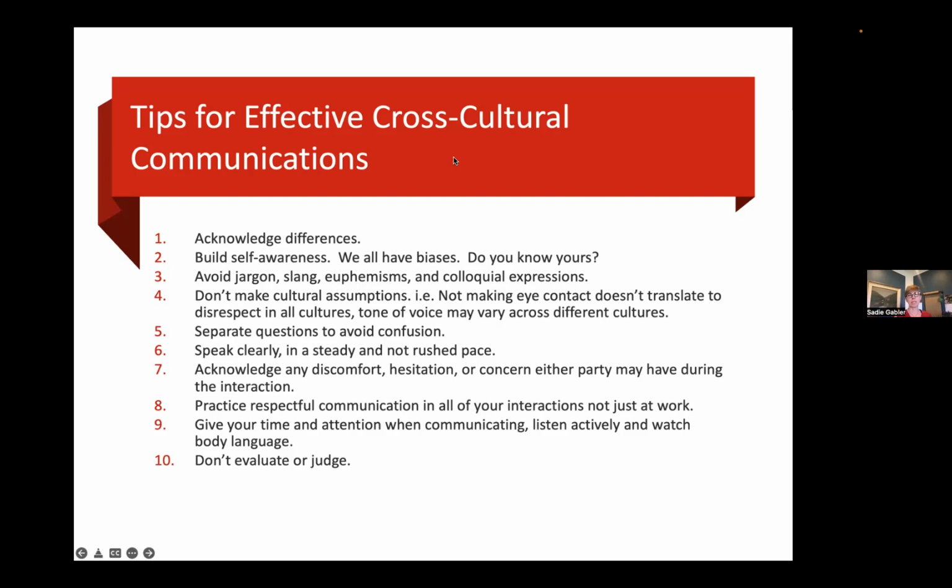Give your time and attention when communicating. Listen actively and watch for body language. One of my interpreters told me that she had an interaction with a study team and a participant that was being consented, and the participant had asked and actually begged the study coordinator to stop, that they were tired. It was a cancer patient, and they were being recruited into a study for their cancer, and it's a lot.